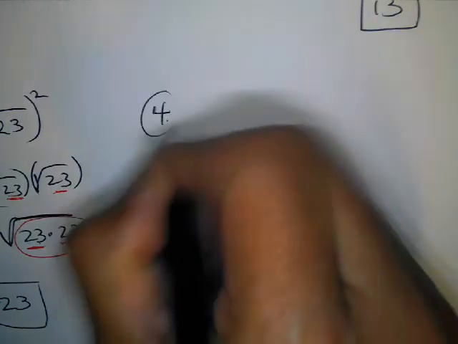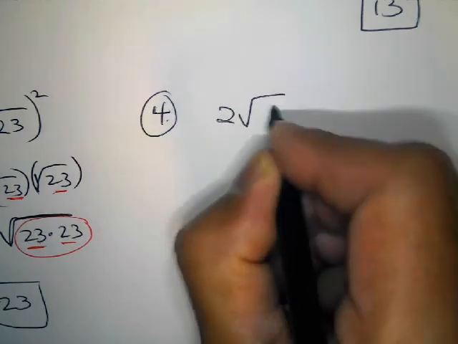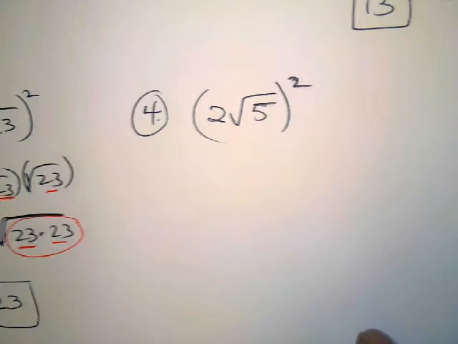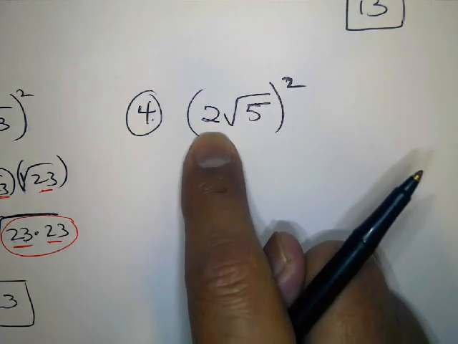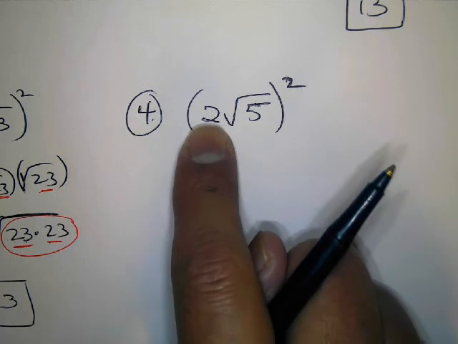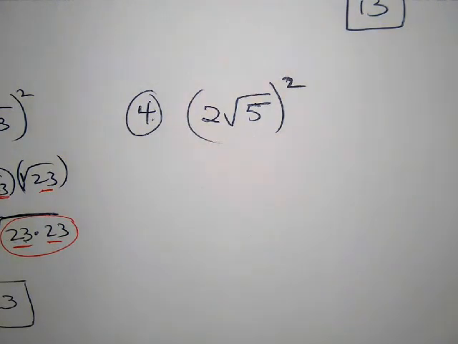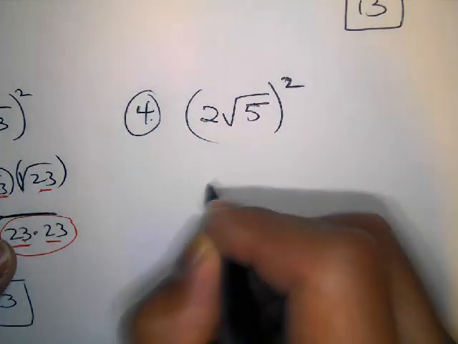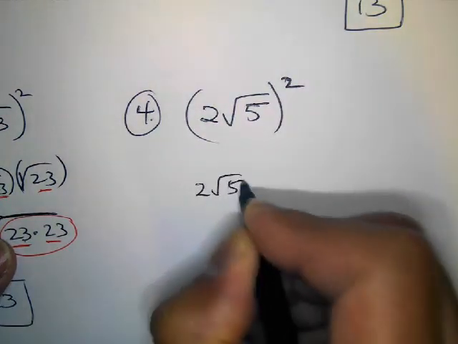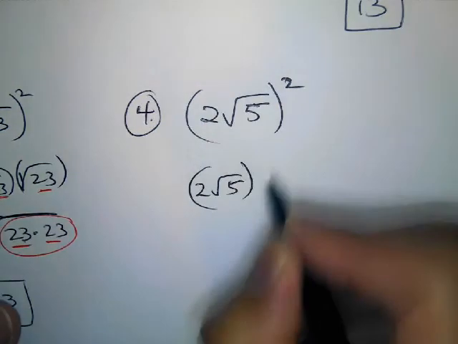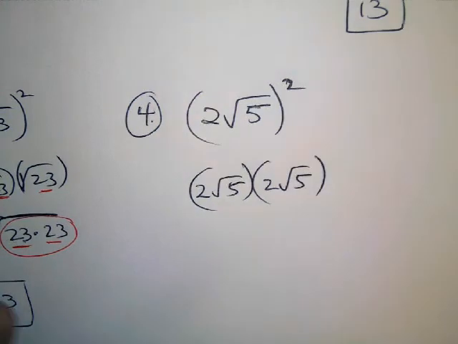Here's where it gets tough. Look at number 4. How about 2 root 5 squared? Now you have a whole number out here, like 2 times the square root of 5. It's right in front of it. How do you do that? Well, what does this mean? This means a 2 root 5. First, let's take care of the square business. Whatever's in here, I gotta multiply it to itself.